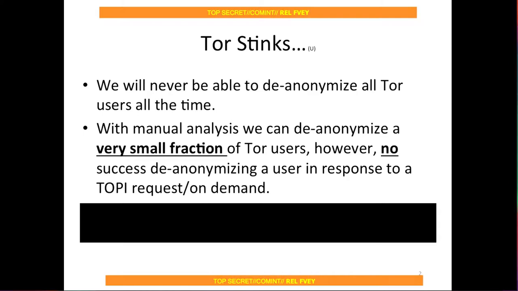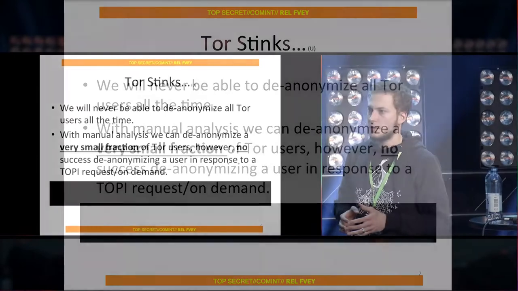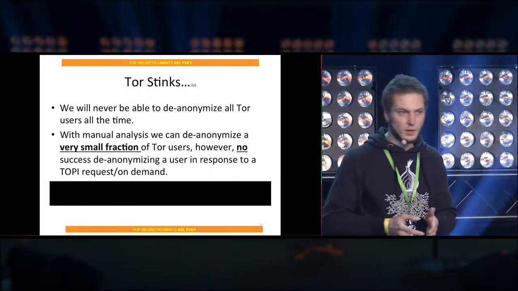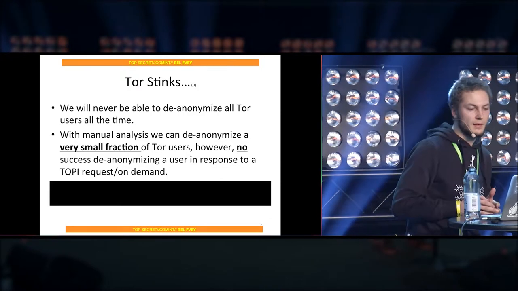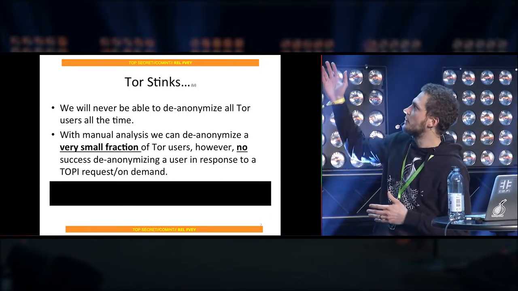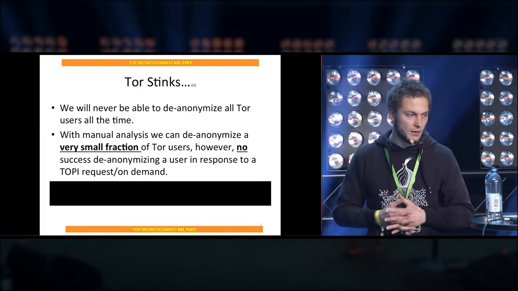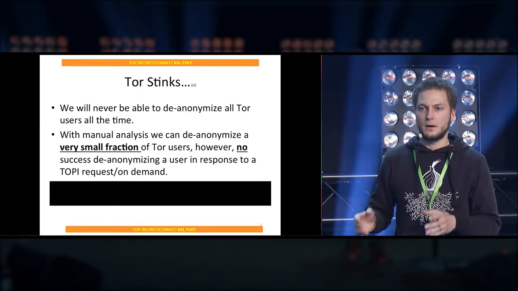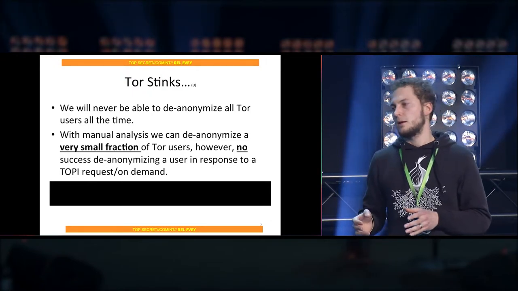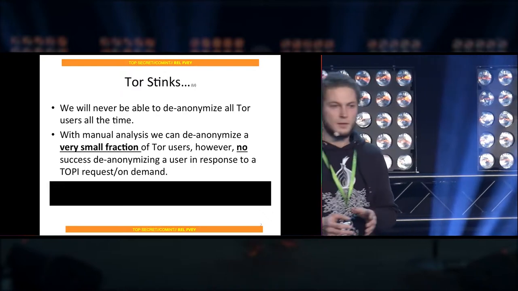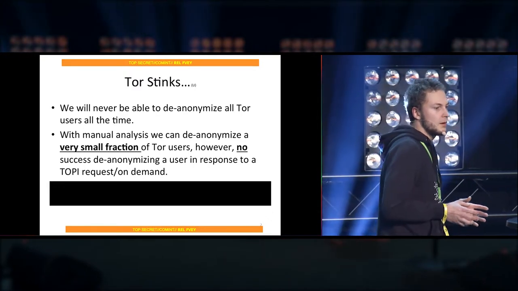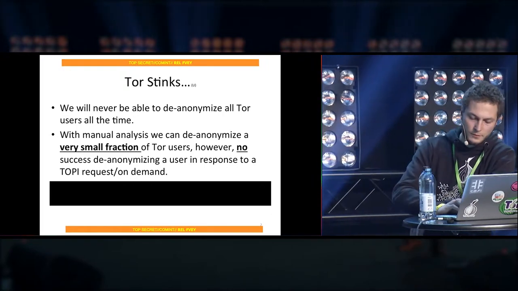Also, on another NSA slide set, they say that they will never be able to de-anonymize all Tor users all the time. But with manual analysis, they are able to de-anonymize some Tor users sometimes. They also mentioned that it's hard to respond to these requests. I don't know actually what that request means, but it probably means that if they have a target, it's hard to de-anonymize a certain target. But it's probably easy to de-anonymize some random Tor users.